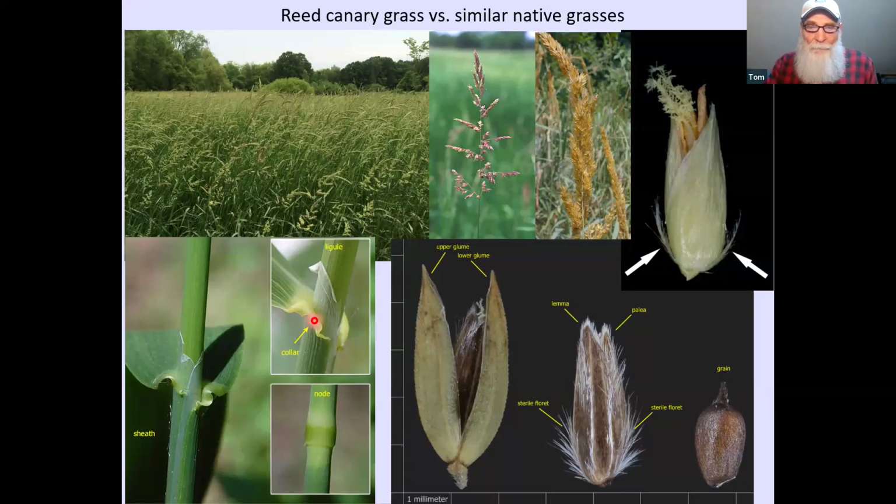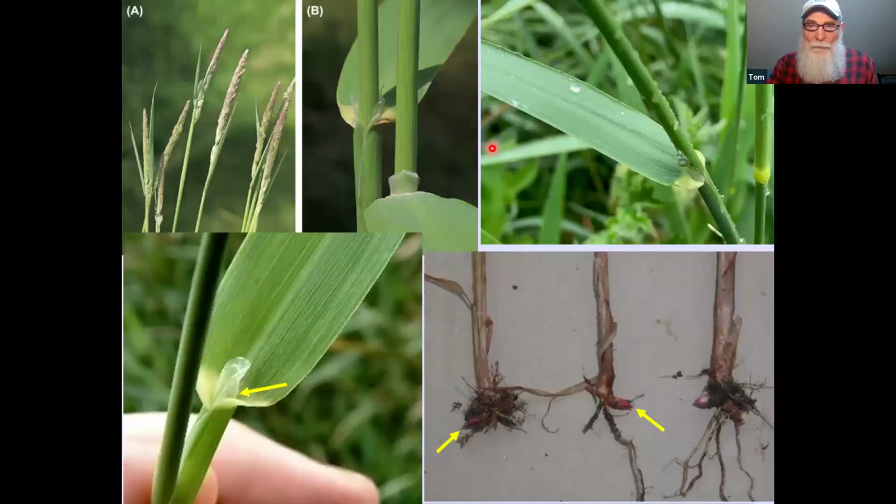There are no auricles, there are no projections that come off the collar in reed canary grass. The nodes can be pretty much the same uniform color as the stems, or sometimes the nodes are more distinct. Here's a node over here that's fairly light color. Again, it looks like the collar.